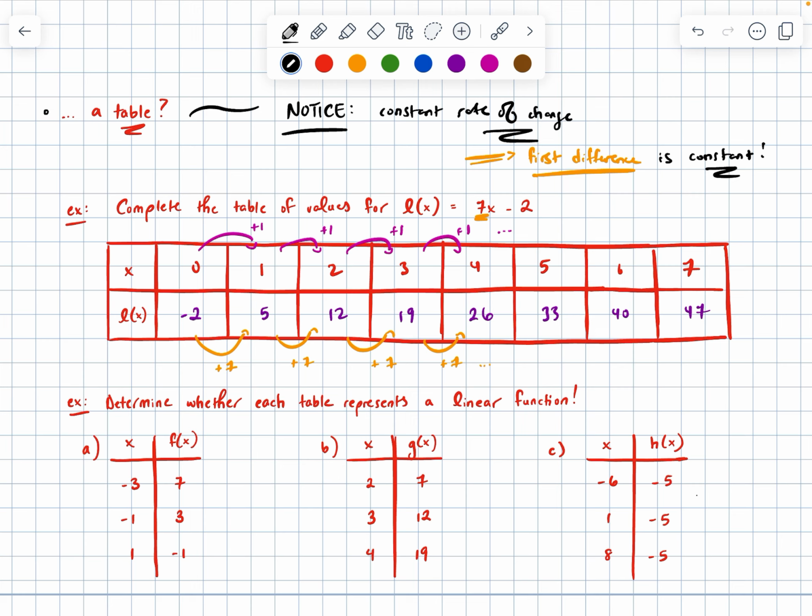With this idea in mind, do some first differencing here. Can you tell me, based on this pattern that all linear functions must follow, whether or not each of the tables below represent a linear function? Try it out.